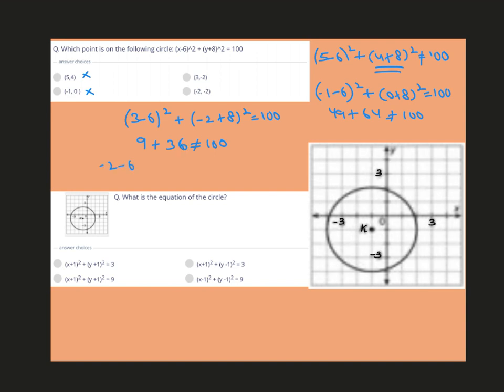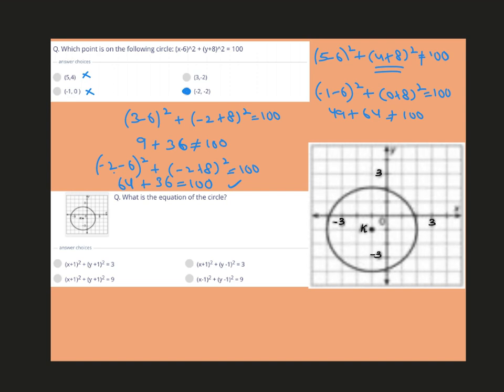(Minus 2 minus 6) squared plus (minus 2 plus 8) squared equals 100. Minus 2 minus 6 is minus 8. Minus 8 squared is 64. Minus 2 plus 8 is 6. 6 squared is 36. 64 plus 36 is equal to 100. So yes, this is the point which lies on the circle.